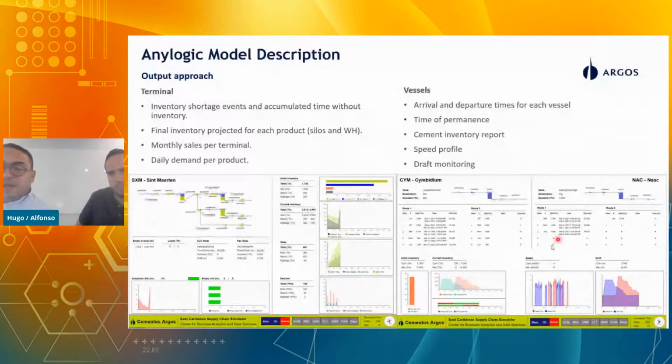We can see here the profile of the velocity of the vessels, and we are monitoring also the draft constraint. So the idea is that the vessel can enter or not inside one terminal, depending on whether it meets the draft constraint or not.